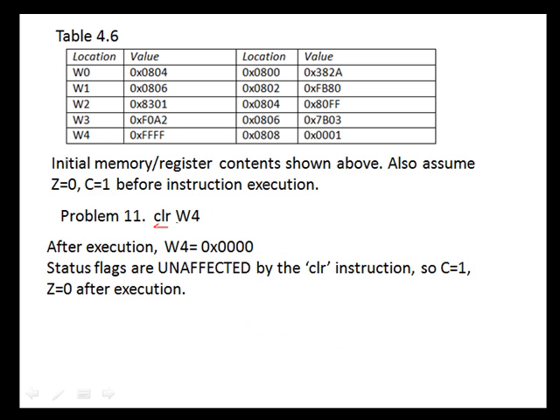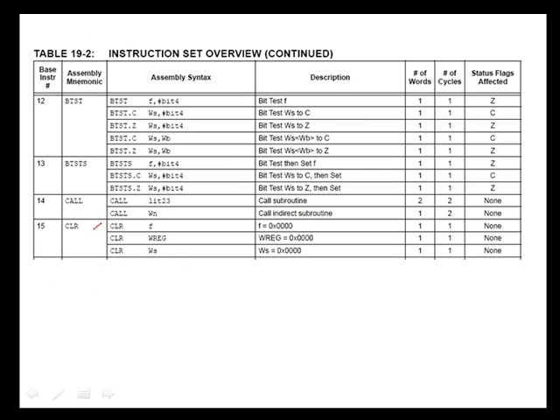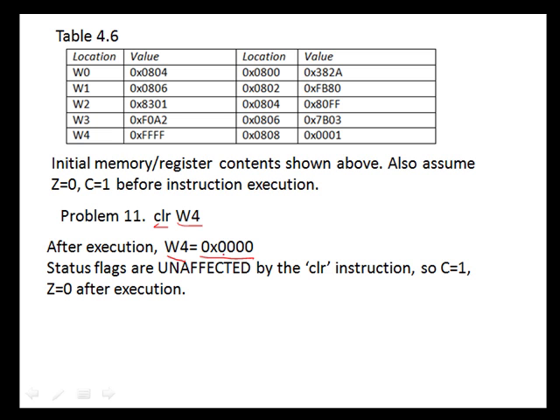Problem 11 says to clear W4. This is a word operation, so after execution, W4 will be a 0 value. Let's check the flags. Locating the clear instructions in the table, we see that none of the flags are affected. This is interesting. You would think that since the result was a 0, our zero flag would be set to a true value, but that is incorrect. Because this instruction does not affect the flag, and our flags were these values before instruction execution, they will be the same values after instruction execution. So we will have carry equal to a 1 and zero equal to a 0 after instruction execution.